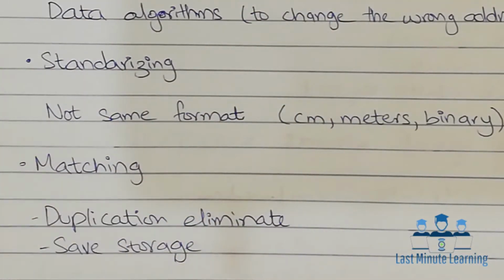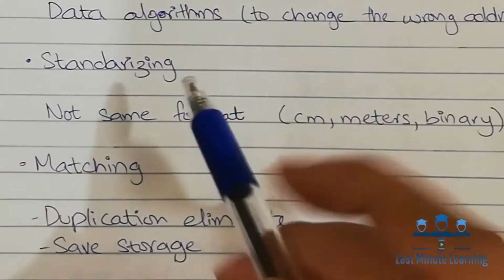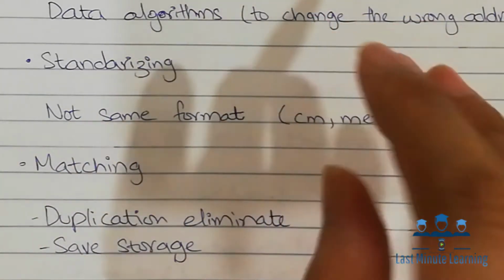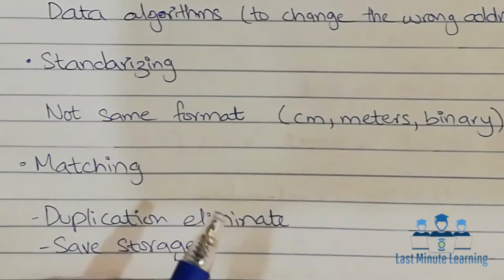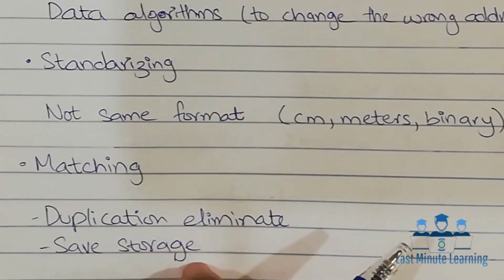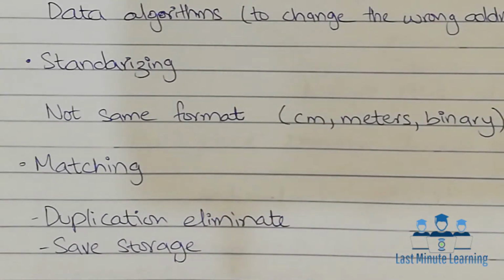Fourth point, matching. What is matching? Matching is actually when we match all the data, we compare the data with one another, and then we remove the duplicate data which is same or redundant data which is repeatedly coming. A big advantage of this is that it saves the storage of the database or wherever you are doing all this work.